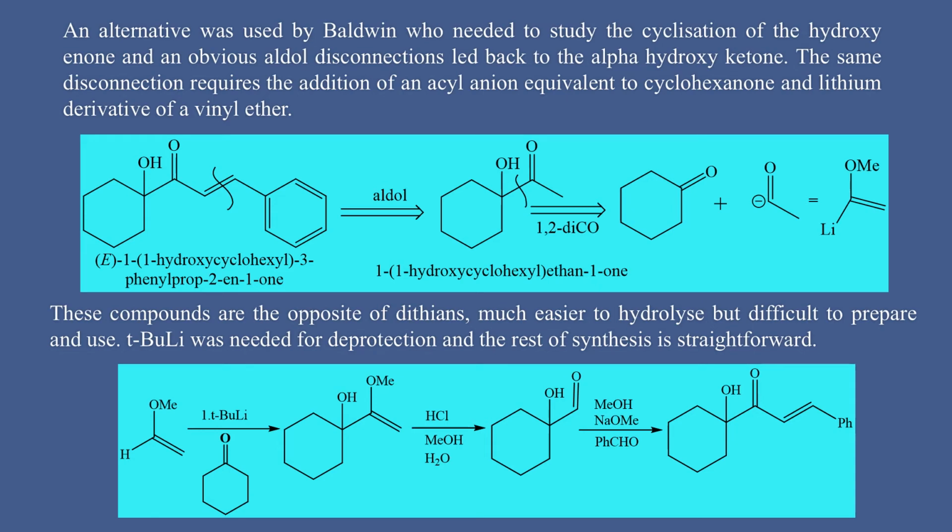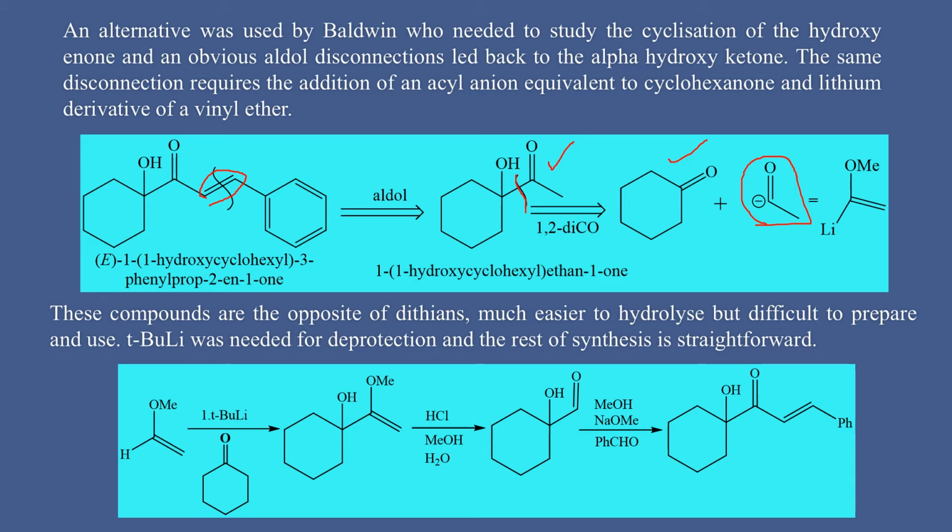Here it is another alternative. Here it is an alpha beta unsaturated carbonyl compound. When it is disconnected, we obtain a keto group, and here it is an alpha hydroxy ketone. So here it is a 1,2 relationship. When it is disconnected from here, this tertiary alcohol is converted into carbonyl, and then here we have another acyl anion.